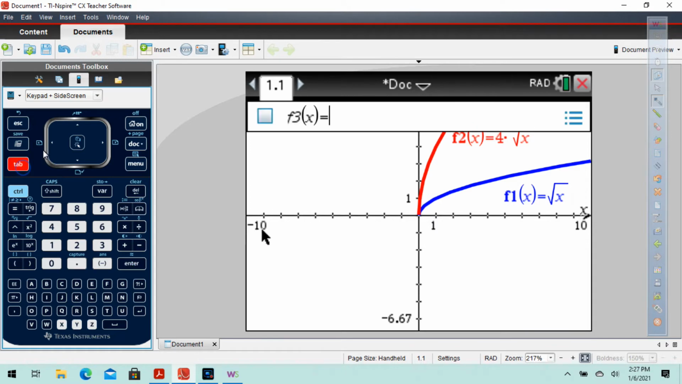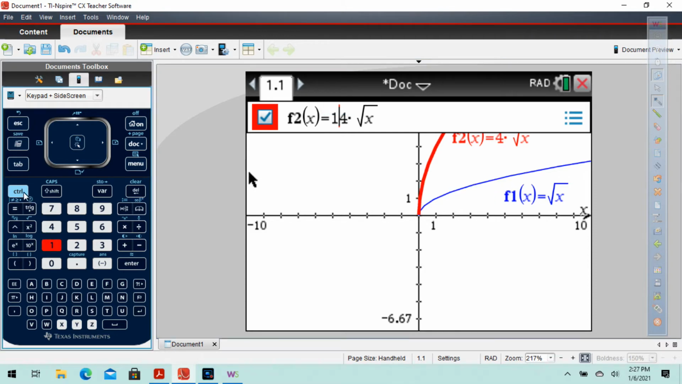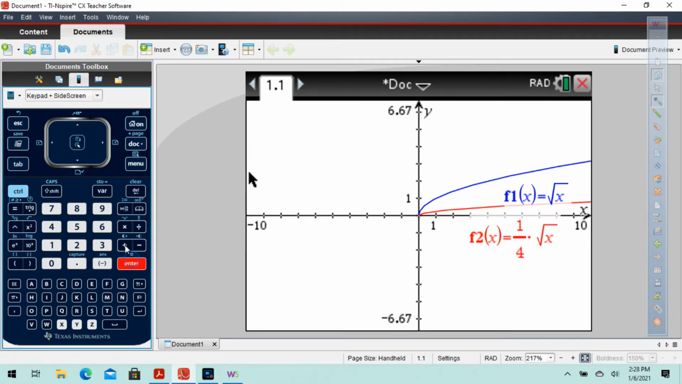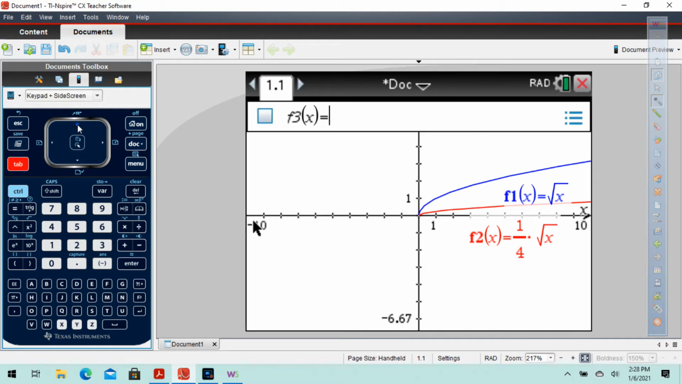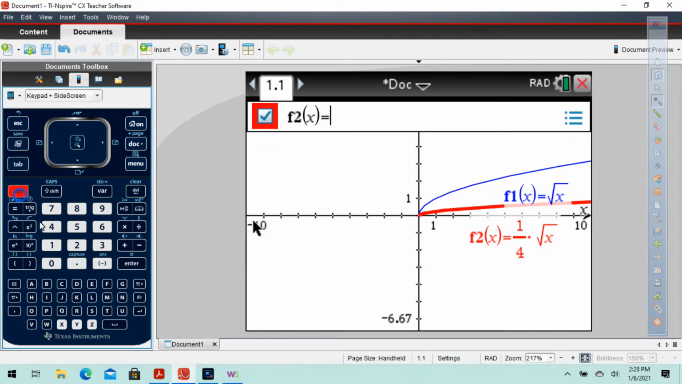What if instead of 4, we did 1 over 4? 1, control, divide, 4. Make that 1/4. And then that should be a vertical compression. Okay? Now, let's go back in there. Control, delete. And we got the square root.